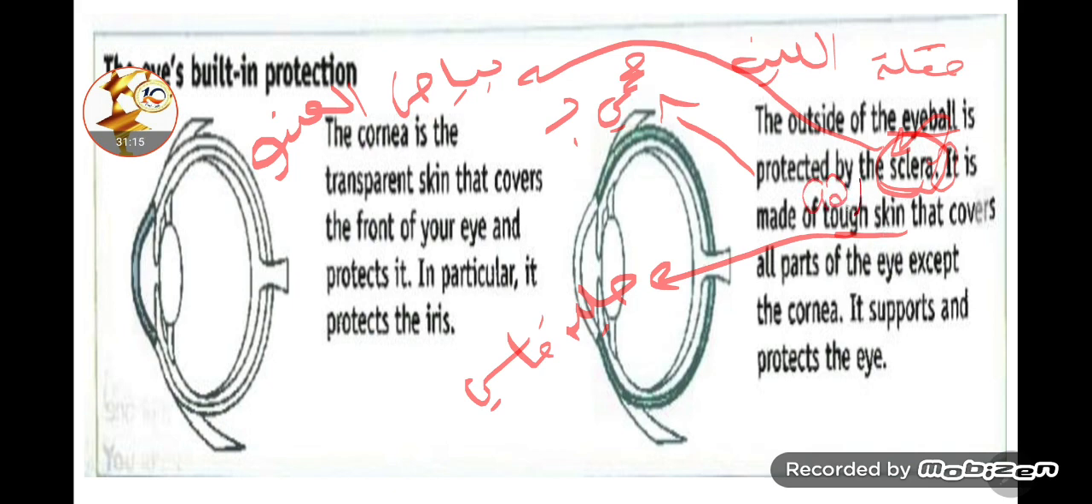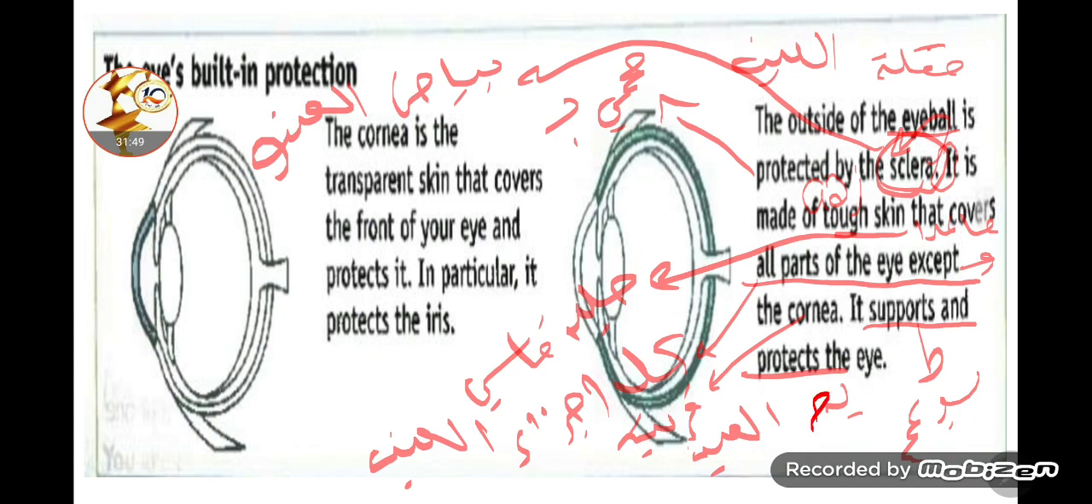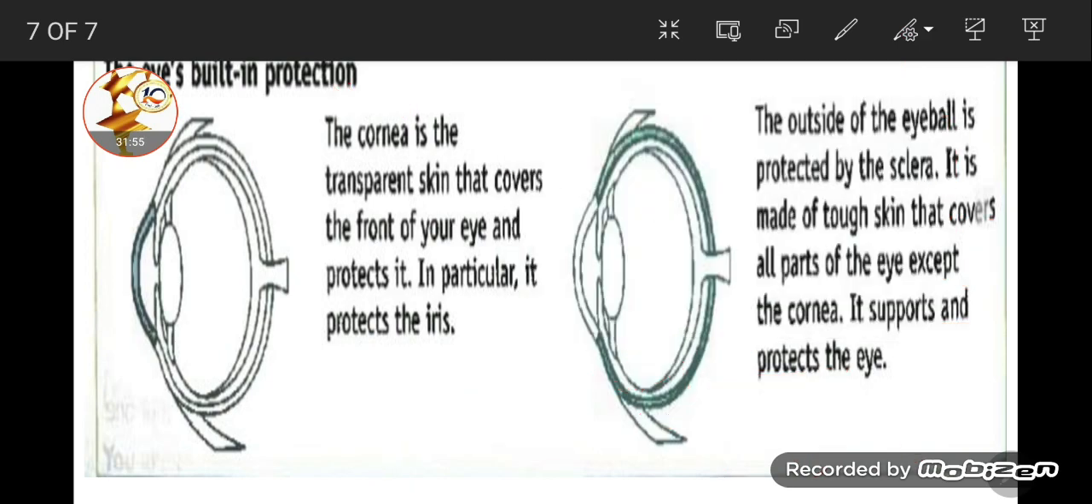And tough, this is an adjective, that covers all parts of the eye. هو بغطي كل أجزاء العين. All parts of the eye، كل أجزاء العين. Except، ما عدا، تمام؟ the cornea، ما عدا قرنية العين. ما بغطي قرنية العين. هلا شو وظيفة هذا السكليرا؟ شو وظيفته؟ إنه it supports and protects the eye. شايفين هو بيدعم و protects بيحمي العين. إذا هو بيدعم وبيحمي العين. شايفين يا مس؟ إذا our lesson it's very nice and easy for all of you.